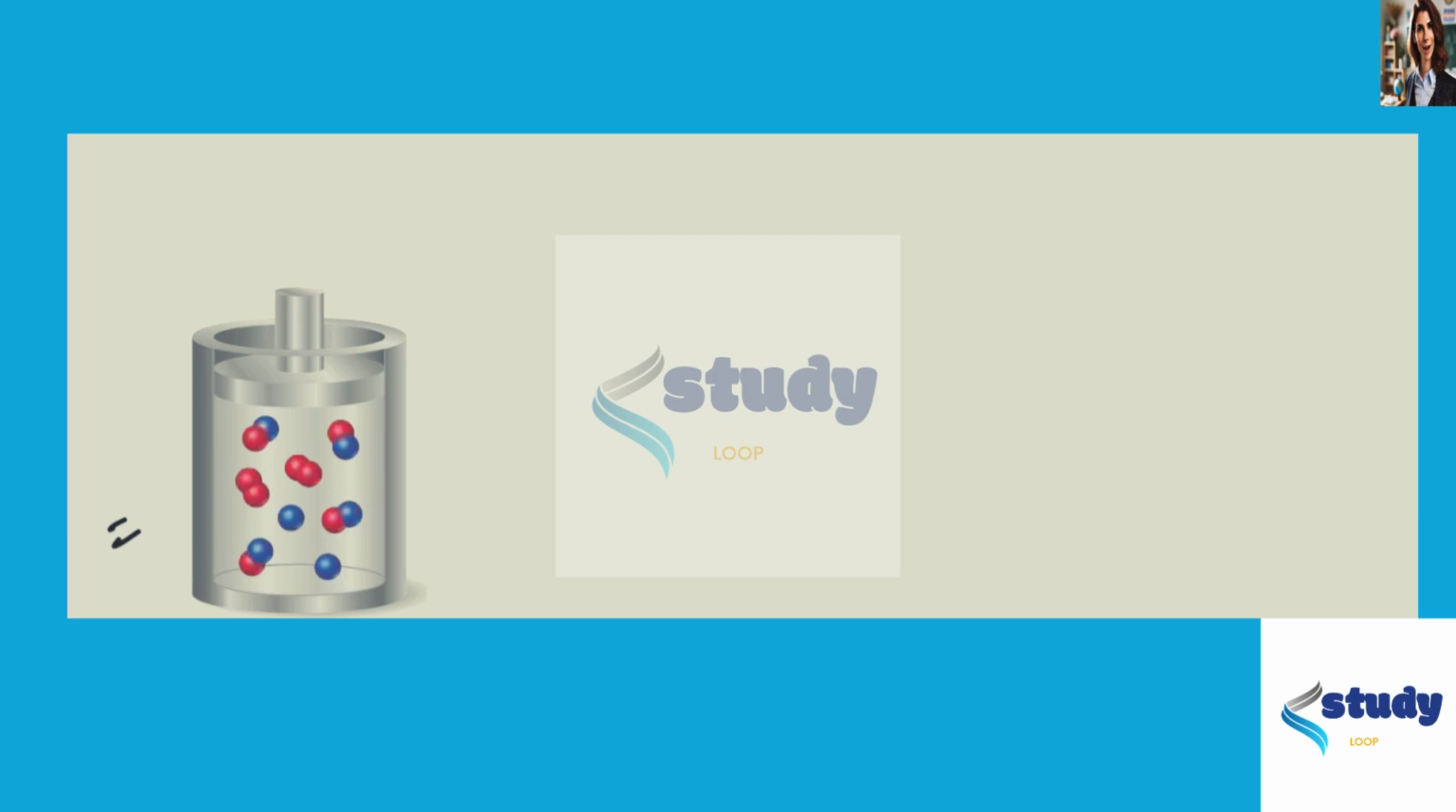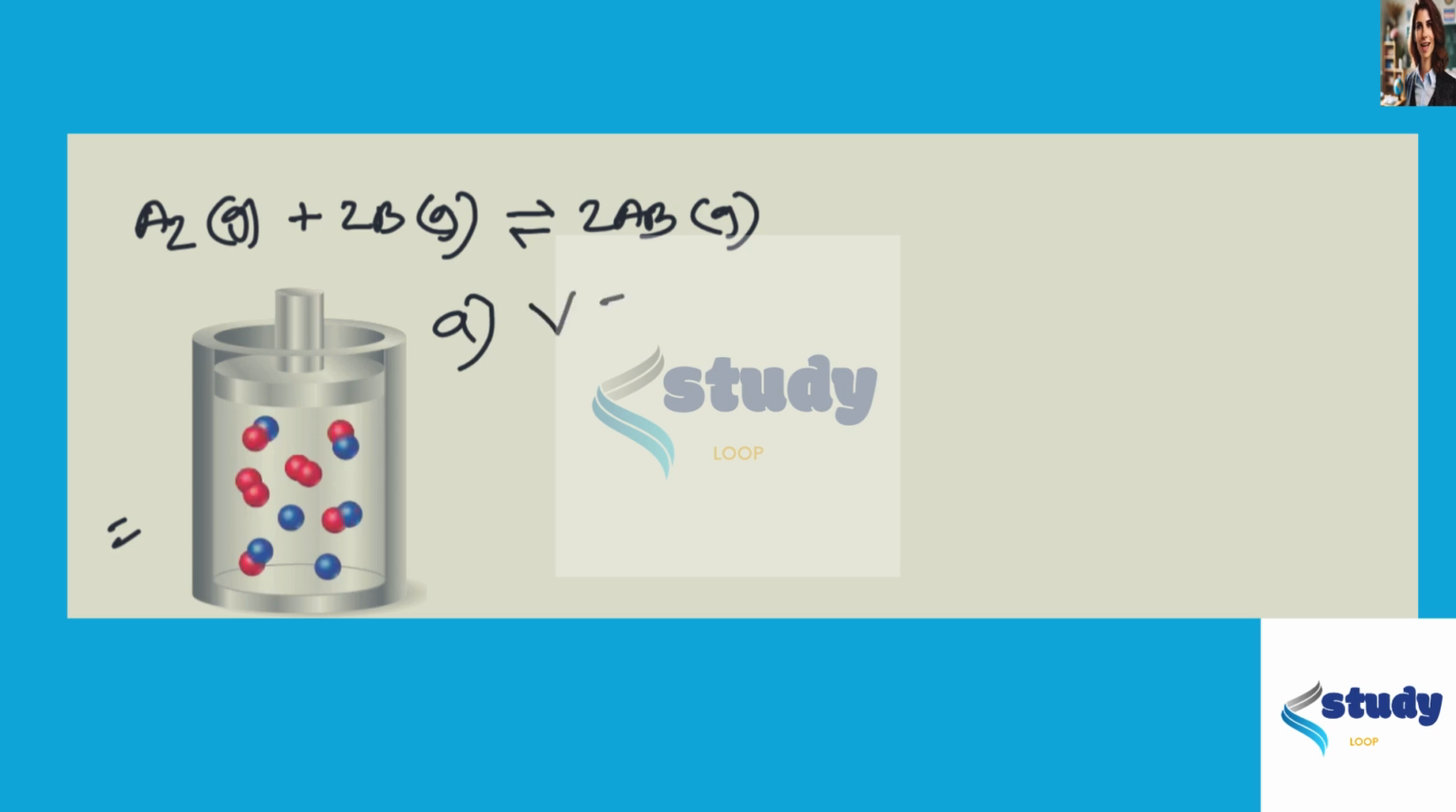In this problem, we are given a diagram which represents the reaction mixture, and the reaction here is A2 in gaseous condition reacting with 2B, also gaseous, and they are in equilibrium with 2AB, which is also gas. In the first part of this question, we have to calculate the equilibrium constant Kc for the reaction. The volume is given as 2 liter, and we have to find the value of Kc.